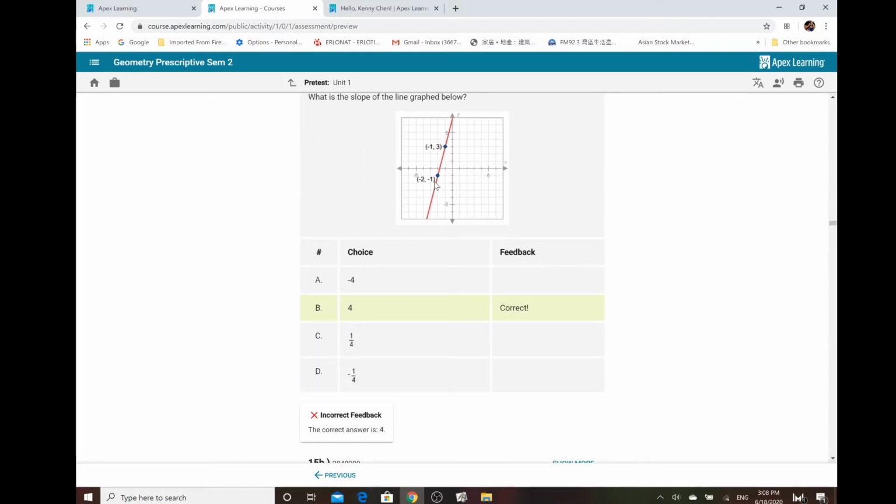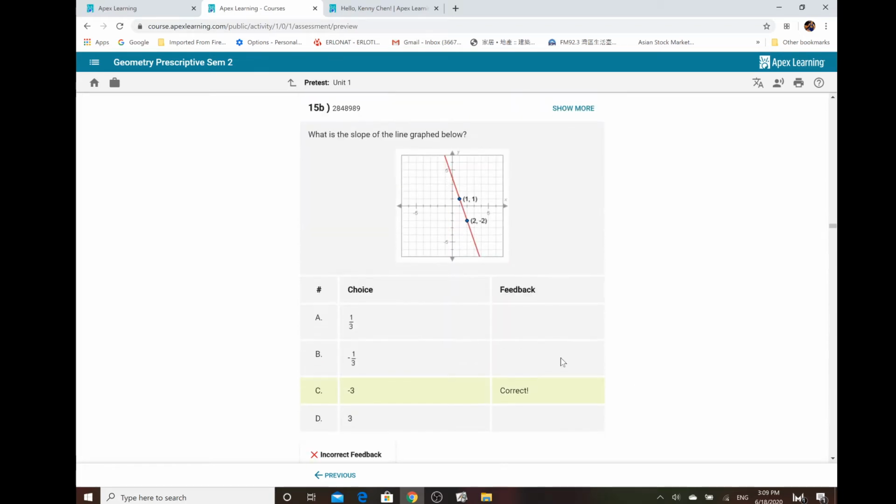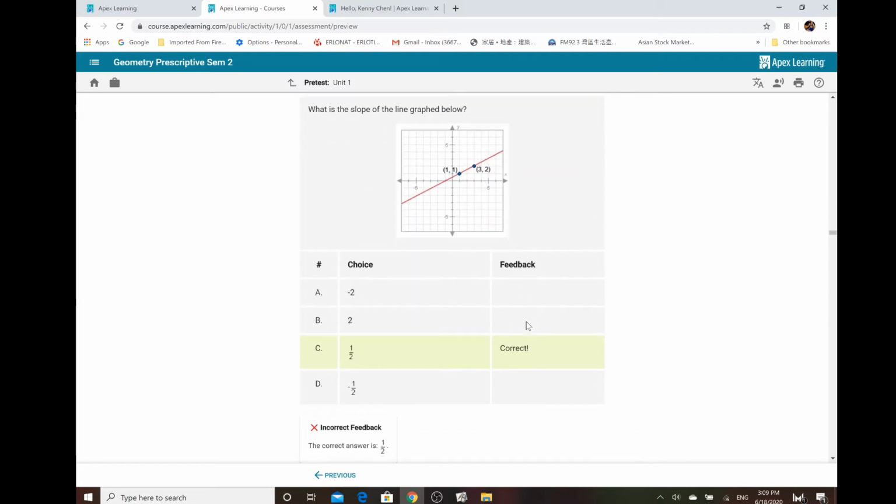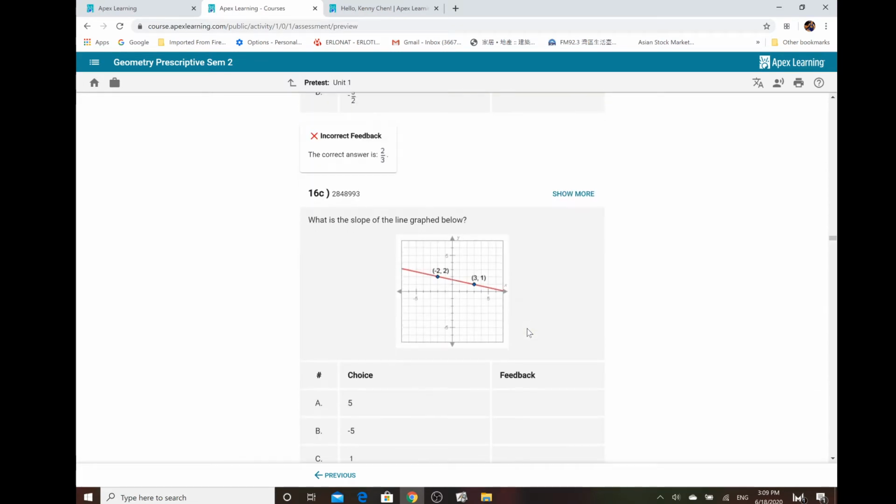If you calculate rise over run, or use the slope formula, you'll get 4 right here. So y2 minus y1, 3 minus -1, you get 4. And then -1 minus -2, you get 1. So 4 over 1, which is 4. Same thing happened with this one, using the slope formula to find the slope of a line. Okay, let's skip all of that.